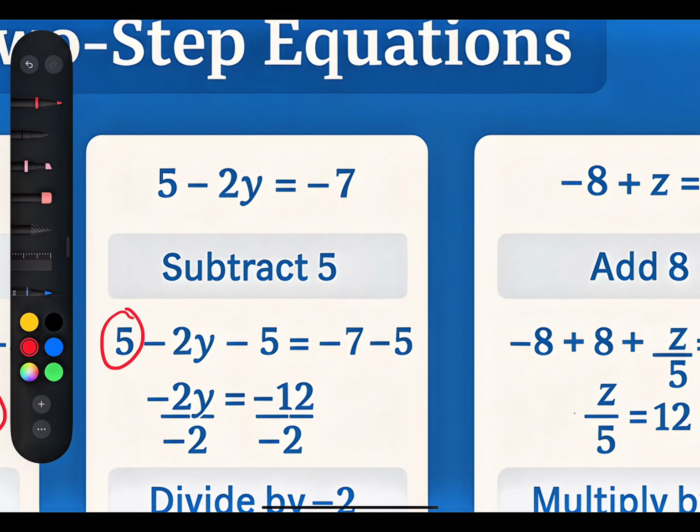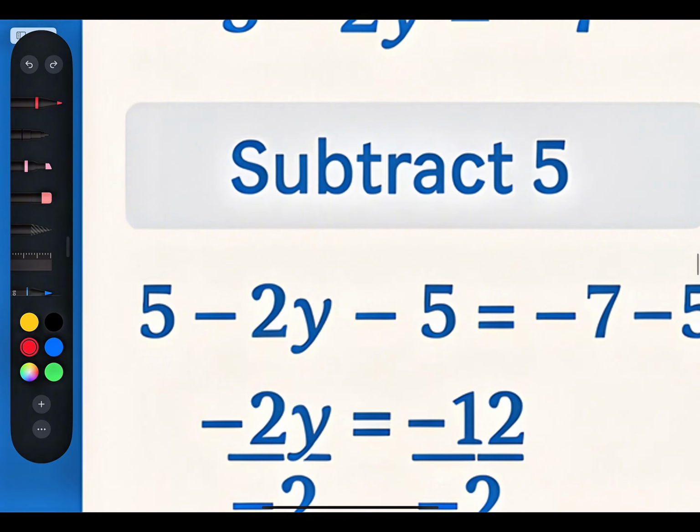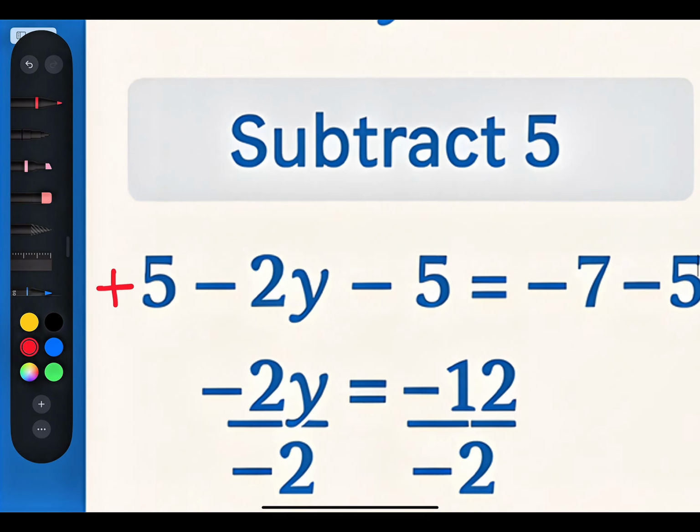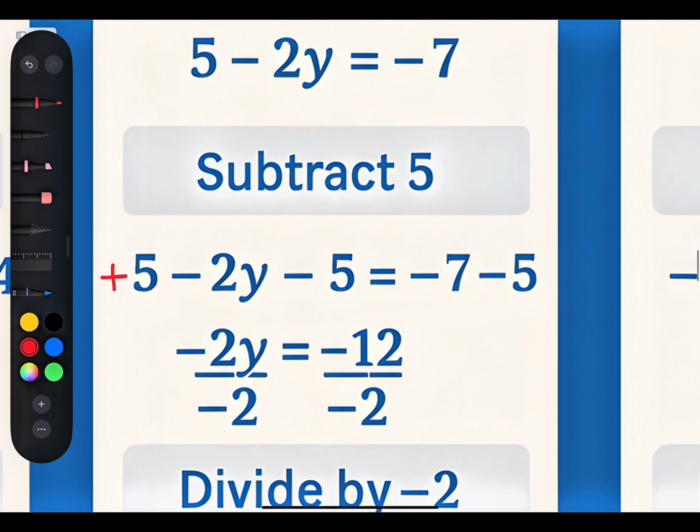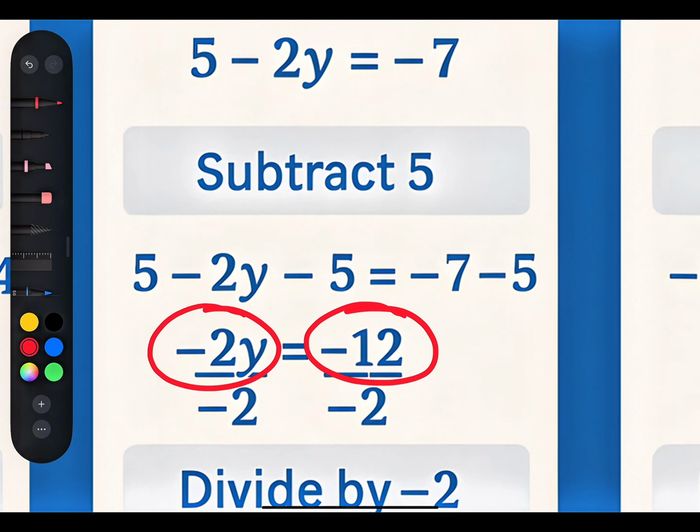So the opposite, when you don't see a sign here, that means that's positive, okay? Just in case, so you guys know that. So we have positive 5 here, and we're trying to cancel out the positive 5, so we subtract by 5. We subtract by 5 on the left side, we also subtract by 5 on the right side. Now these two would cancel out. So now our equation would be negative 2y equals negative 12.